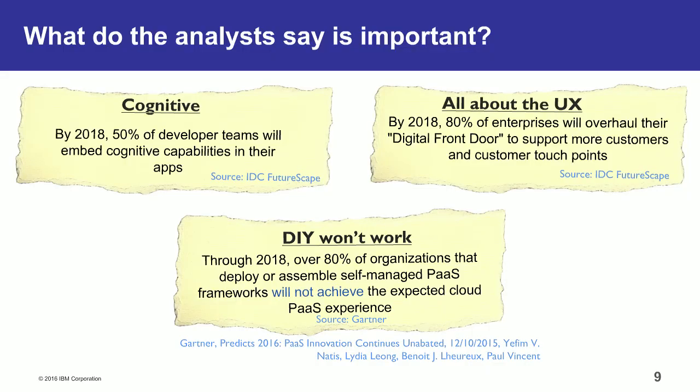So what's important, well, how do I use this content? How do I make value of it? And one thing, certainly from a cognitive standpoint, artificial intelligence is upon us. And by 2018, 50% of developer teams will embed cognitive capabilities within their apps in order to better use more effectively and really extract value out of this content.